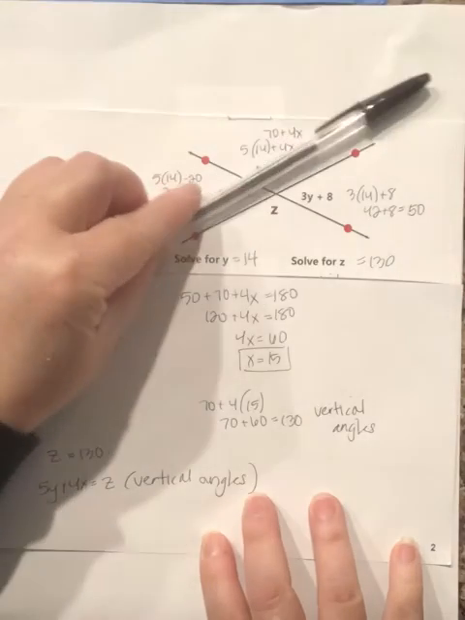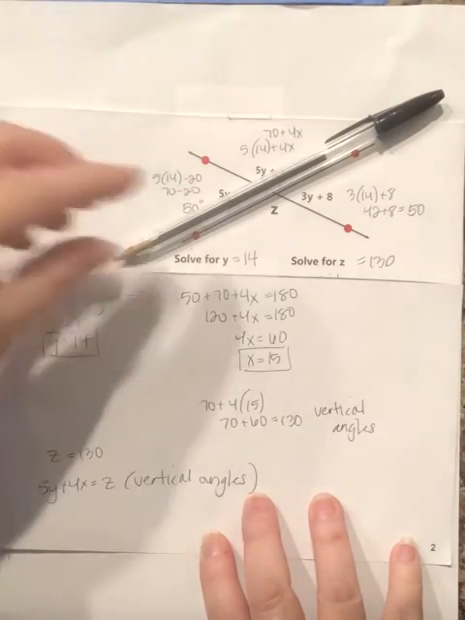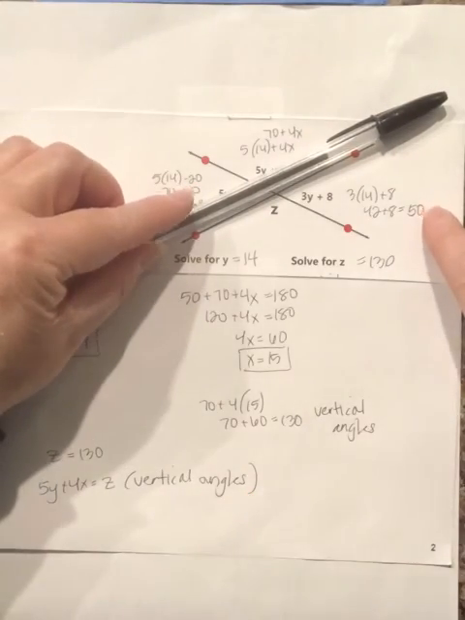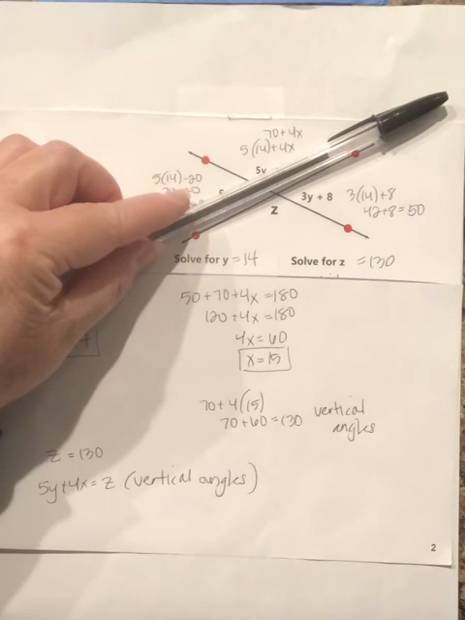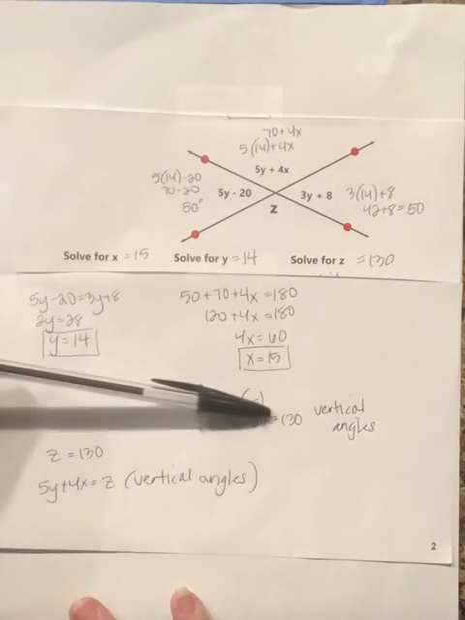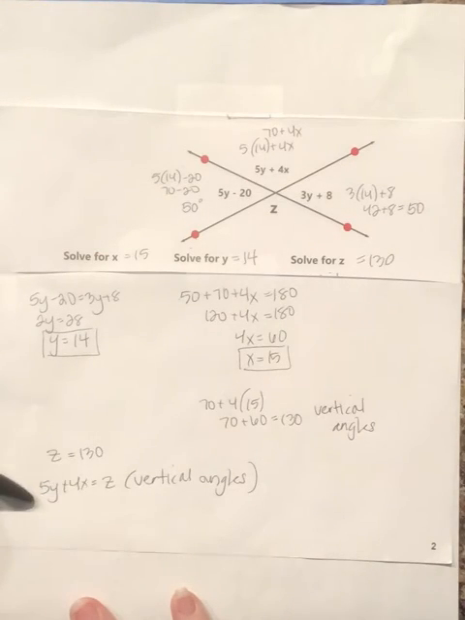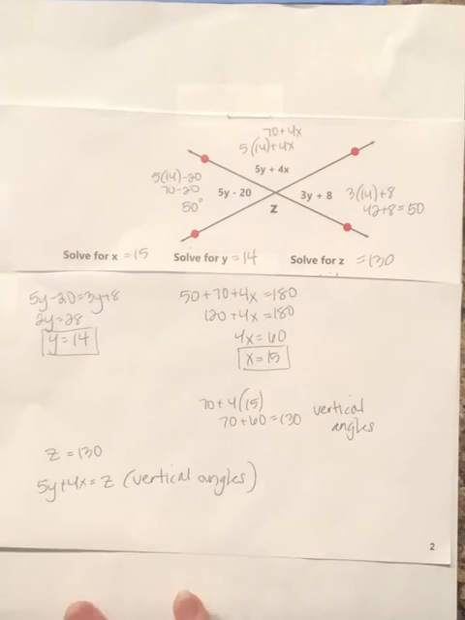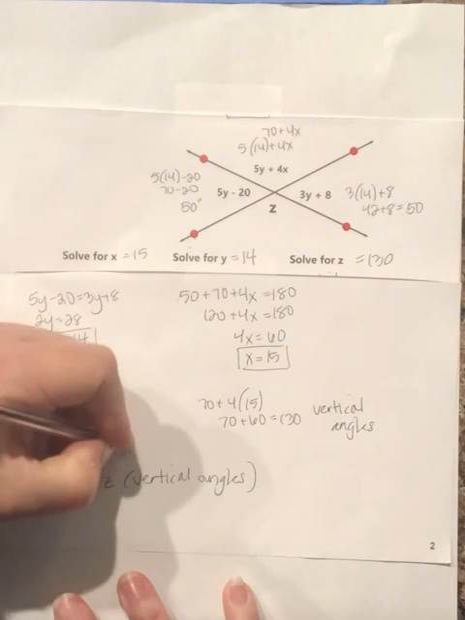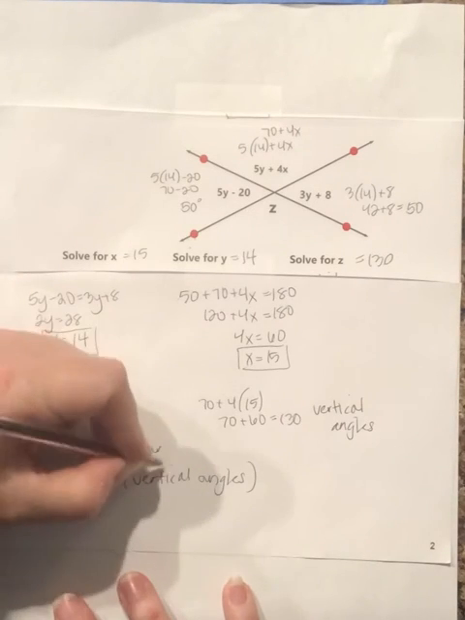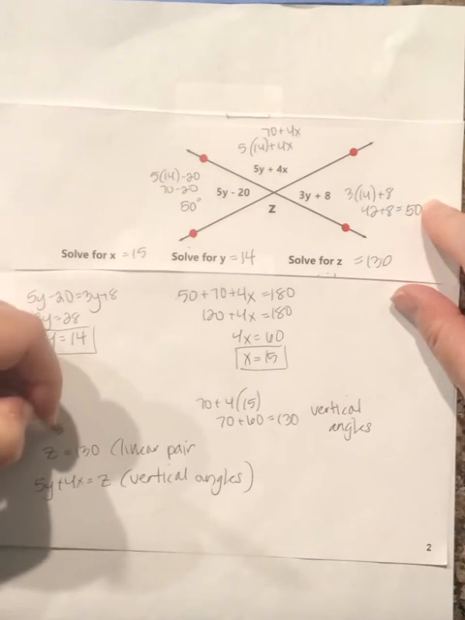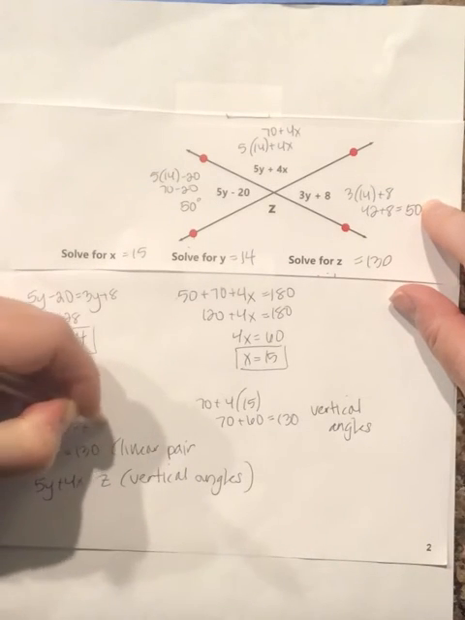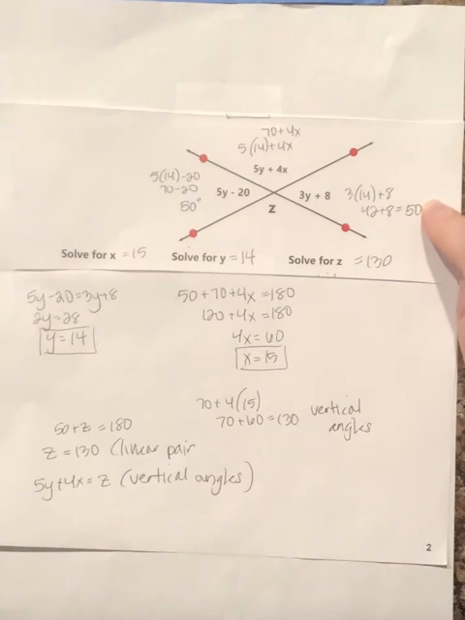Or I've got a linear pair here too. Well, if this piece of the linear pair is 50, then this has to be 130. Okay, so I've got vertical angles. Oh, and I wrote it down here. And I've got z equals 130. This would be because of a linear pair. Okay, I would know that 50 plus z equals 180.